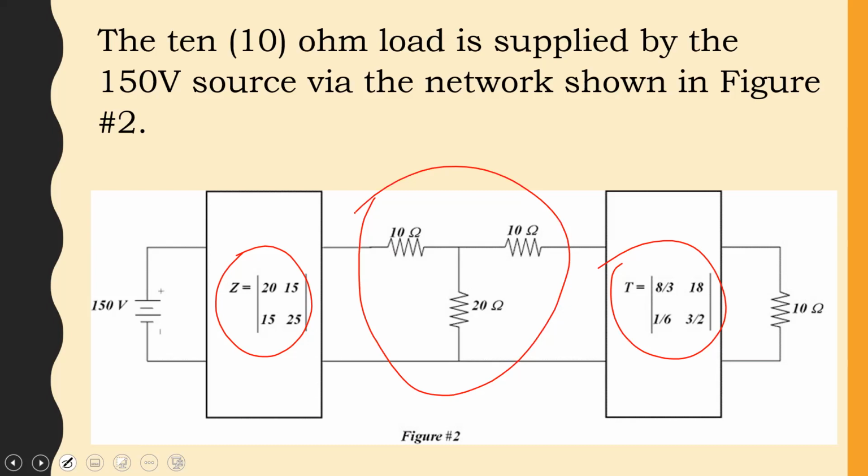So the question is, the 10 ohm load is supplied by a 150 volt source via the network shown in the figure. So we have our load, we have our source. All right. So the question is, determine the power supplied to the load. I know, the power consumed, dissipated by the load.